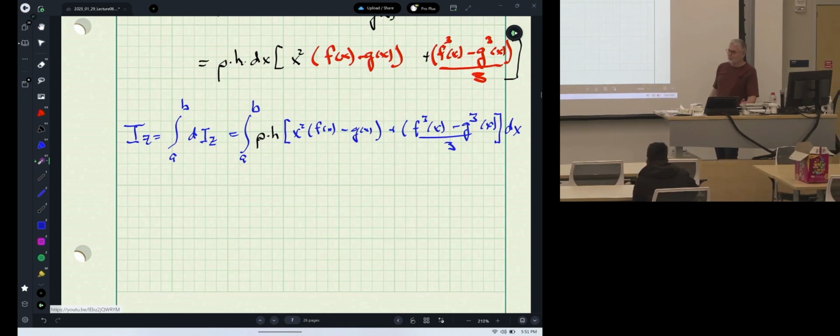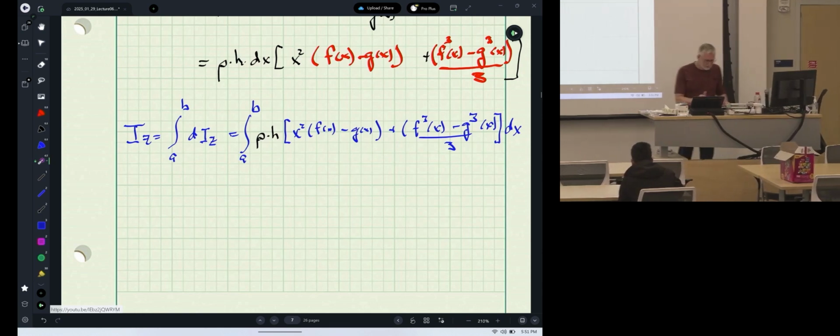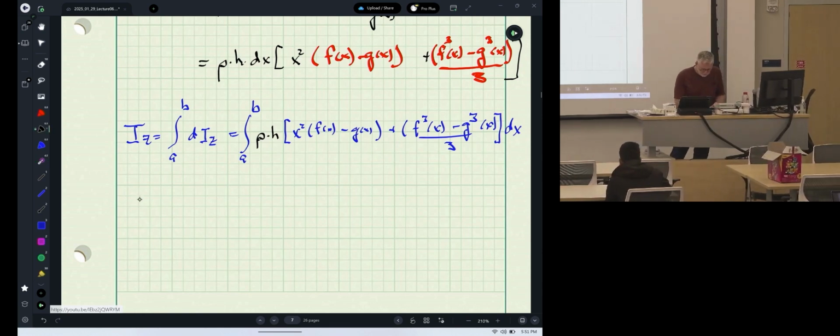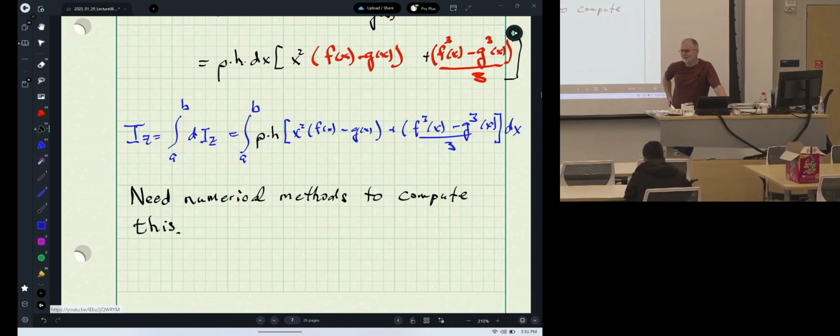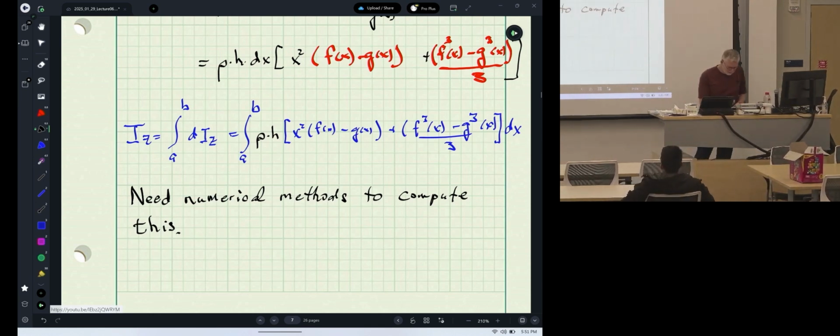So isn't that cool? And once again, you need numerical methods to compute this. Was that almost fun too? At least it was interesting. Okay, fun. Okay.